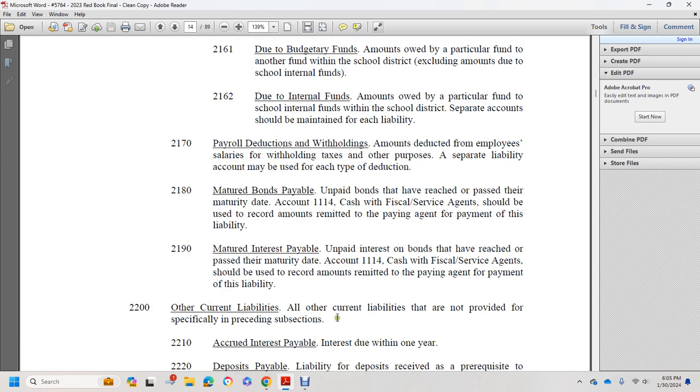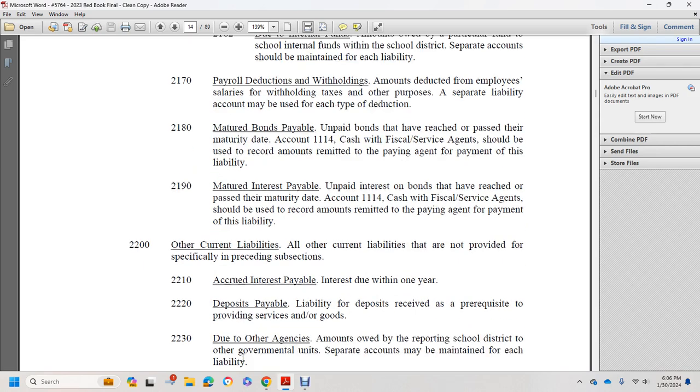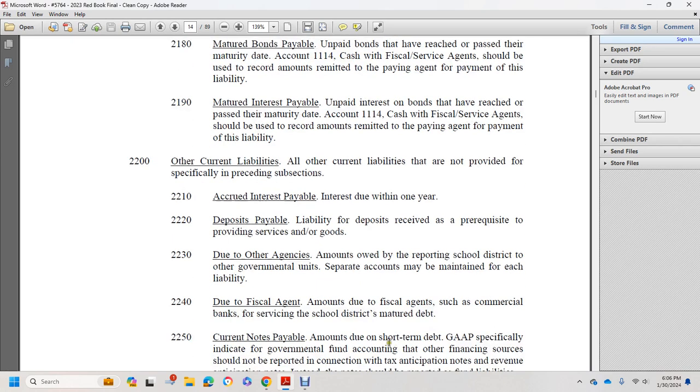2200. Other current liabilities: all other current liabilities not provided for specifically in the preceding or subsequent accounts. 2210. Accrued interest payable: interest due within one year. 2220. Deposits payable: liability for deposits received as a prerequisite to providing services or goods. 2230. Due to other agencies: amounts owed by the reporting school district to other governmental agencies; separate accounts may be maintained for each liability. 2240. Due to fiscal agents: amounts due to fiscal agents, such as commercial banks, for servicing school district matured debt.